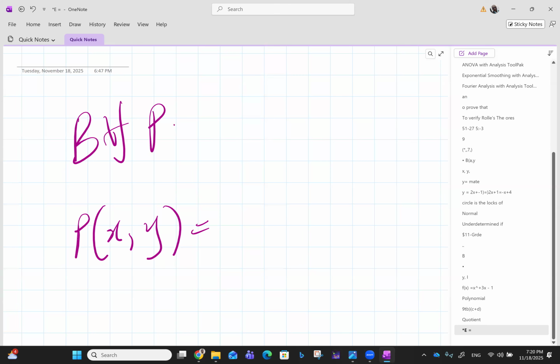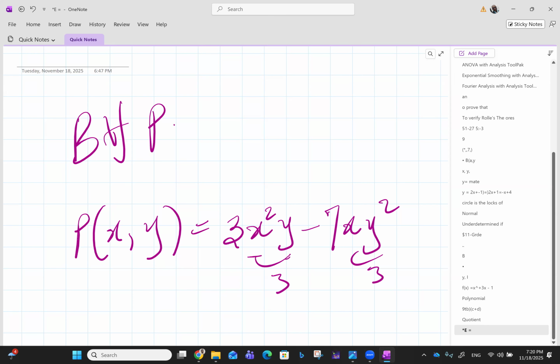So maybe we have 3x squared y minus 7x y squared. So it's bivariate because it has x and y. It's homogeneous because the degree is 3, 3. So that's a bivariate homogeneous polynomial.